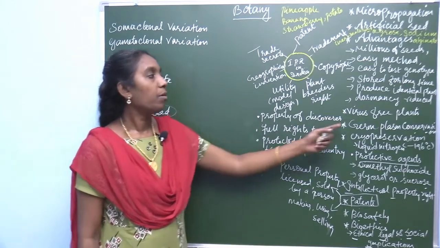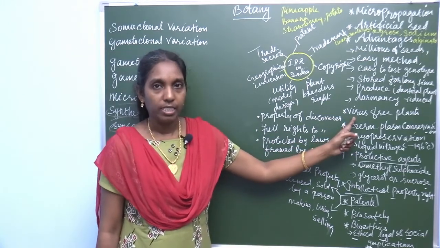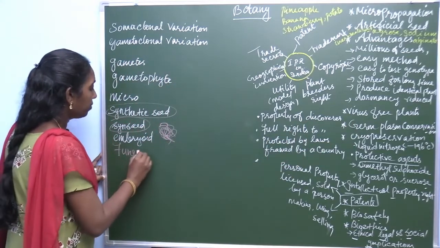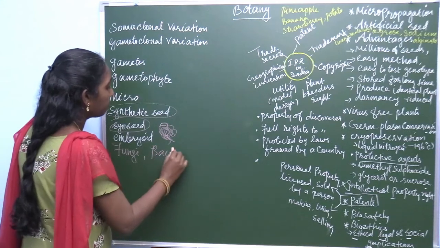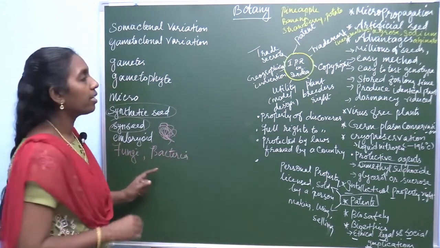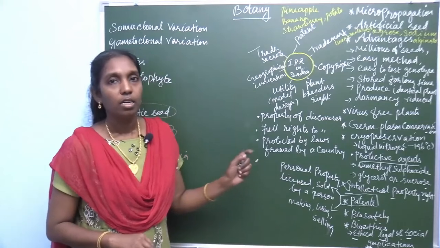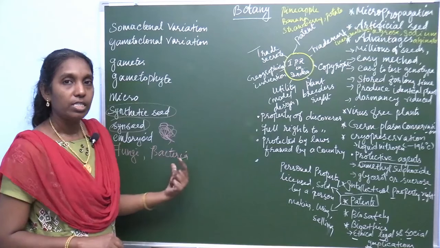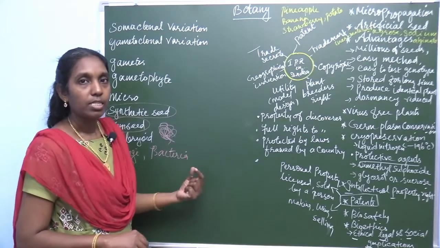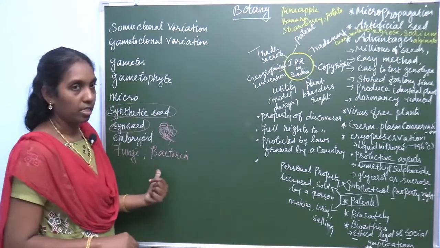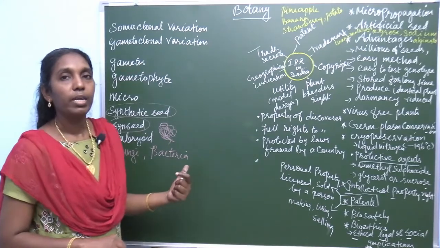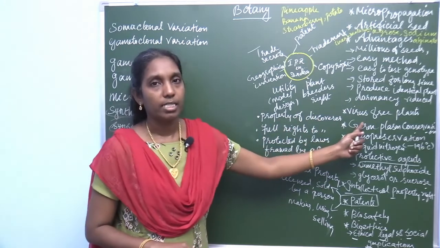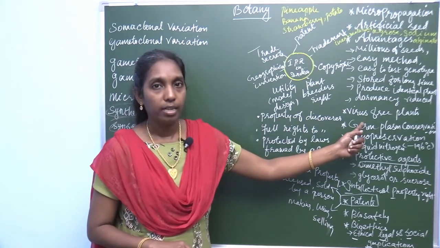The crop plants can be very easily affected by these pathogens. But fungi as well as bacteria can be eradicated by chemical substances, such as chemical pesticides or fungicides. But viruses cannot be eradicated very easily. So virus free plants, transgenic plants, can be developed.